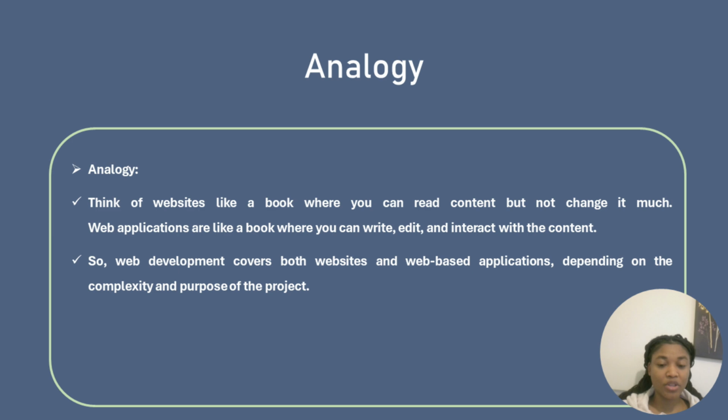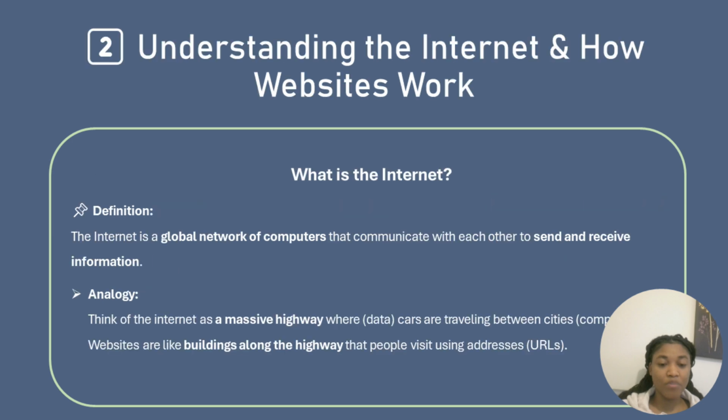Now, understanding the internet and how websites work on the internet, or web applications work on the internet. I'm using these terminologies interchangeably. So what is the internet? The internet is basically a global network of computers. So you have different computers all over the world, and these computers are able to communicate with each other. They are able to send and receive information all around the world. That's basically what the internet is. The long and short of it is that it's computers all over the world communicating with each other, sending and receiving messages.